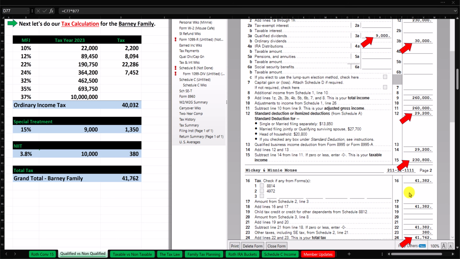Then down in the tax calculation, we have $41,382 right here, which is going to be the sum of this $40,032 plus this $1,350. There's our $380 of net investment income tax right there, resulting in a grand total of $41,762 here, which agrees to our calculation of $41,762.